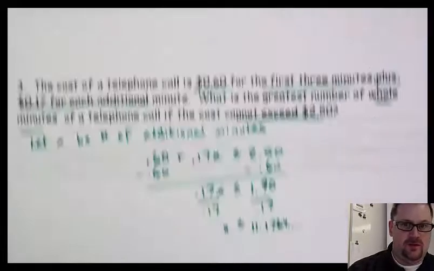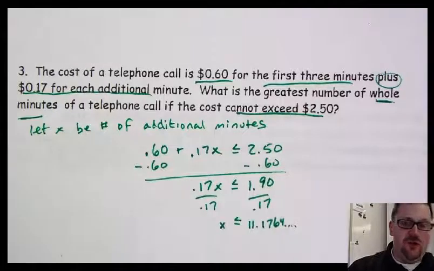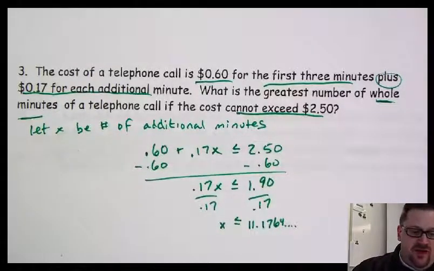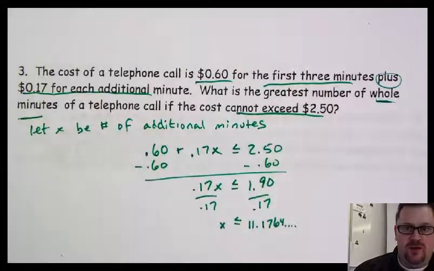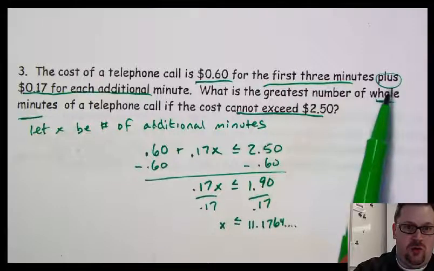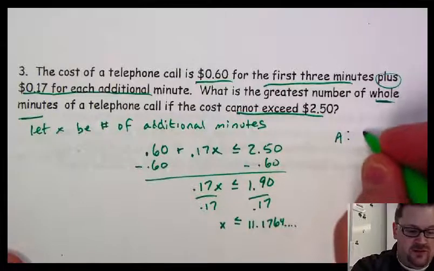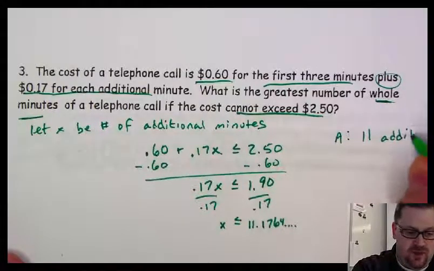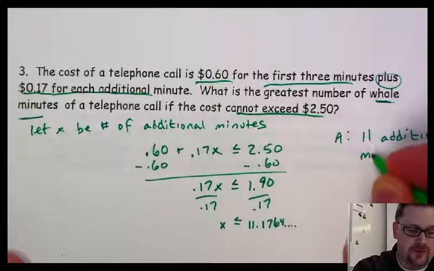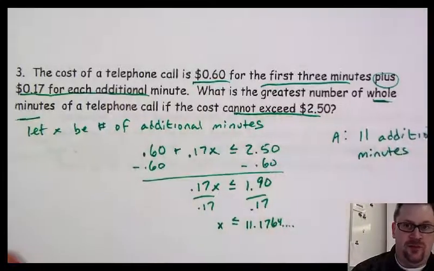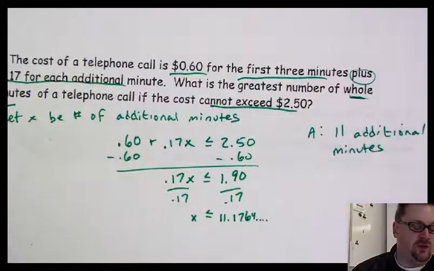11.1764. Okay, well, this is where interpreting the answer is so important. If x is less than or equal to 11.1764 and so on, then what can x actually be? Would it make sense to use a decimal in this case? It really wouldn't, because it says whole minutes. So that means that the answer is 11 additional minutes. I hope that makes a little bit of sense. We wouldn't use decimals in this case because of the idea they want whole minutes.